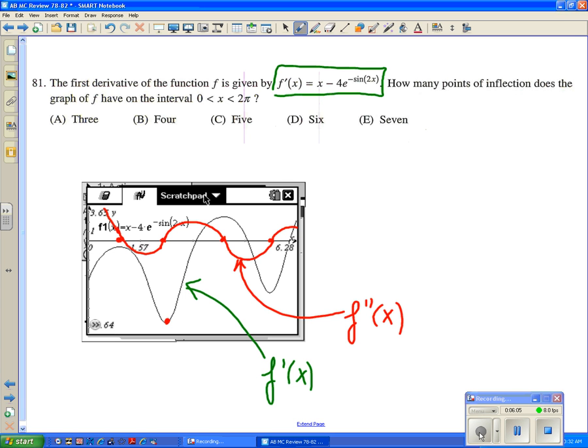Well, inflection points are places where it changes concavity. So the function goes from concave up to concave down. There's 1. From concave down to concave up, there's 2, that moment there, right? At this moment here, we'd have a third inflection point where it went from concave up to concave down. And finally, we'd have a fourth one here where it went from concave down to concave up. So 4 is our answer. B is the guy for number 81.